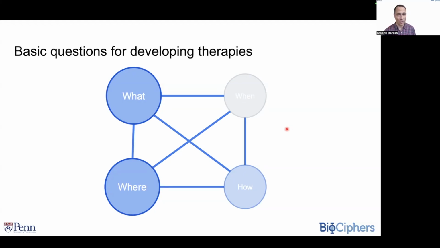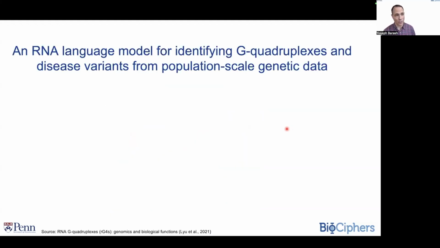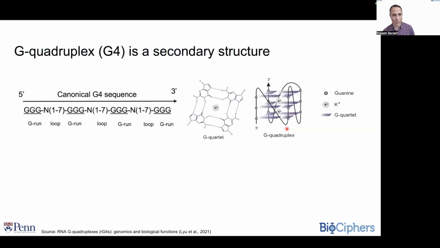Anyway, moving on. So the first project I'm going to talk about is an RNA language model for identifying G-quadruplexes and disease variants from population scale genetic data. So the first question you might be asking yourself is, well, what are those G-quads? So G-quads in RNA are basically a secondary structure.